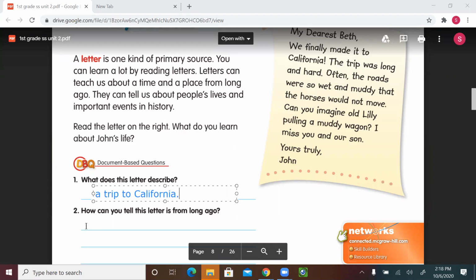All right. Number two, how can you tell that this letter is from long ago? I just asked, how do I know that this trip happened long ago? Because of the way they describe the trip, I can tell it happened long ago when they say wet and muddy roads, horses pulling a wagon. We don't have this nowadays. This has all happened long ago. So I'm going to write here, how can you tell that this letter is from long ago?